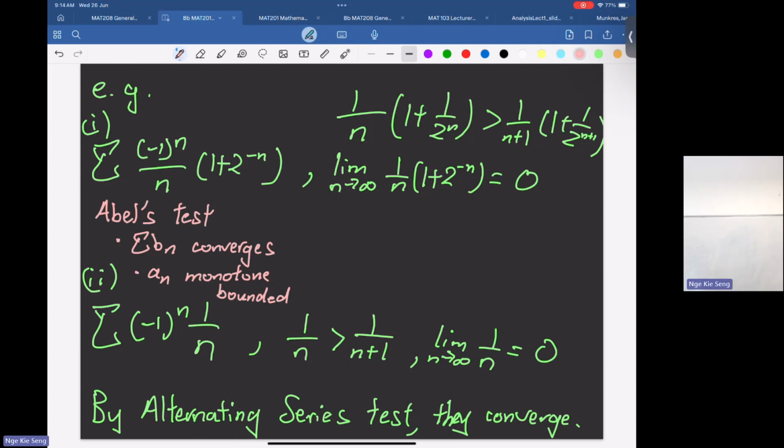Try if you can set any one of them as An and Bn. Yeah, try think about it. So whether these two cases, can you use Dirichlet test and Abel test or not? Yeah, try and discuss.